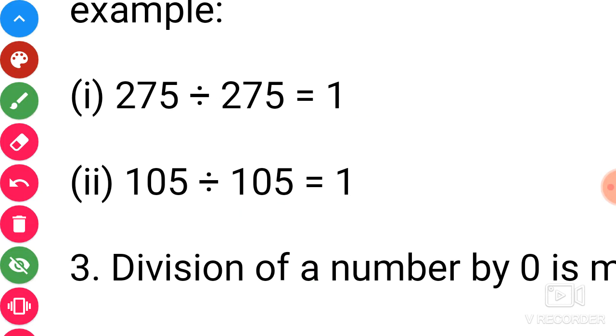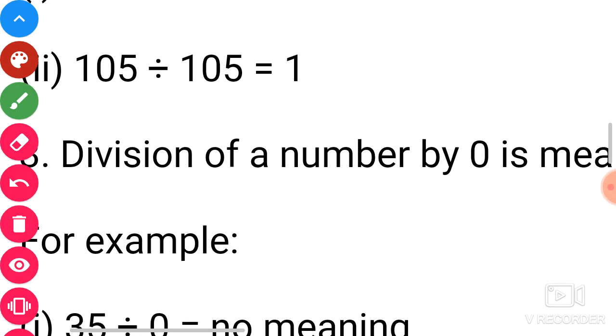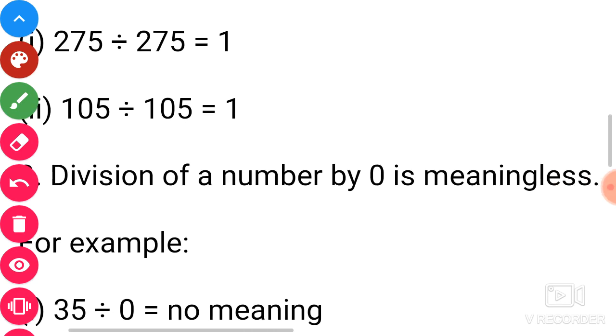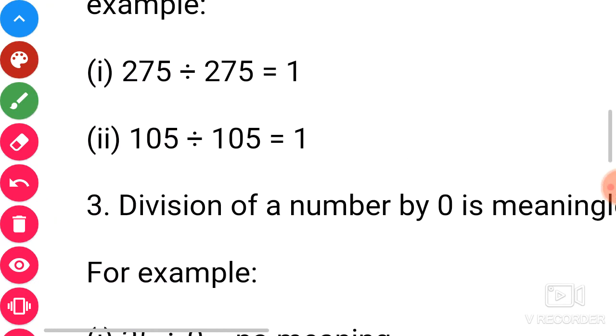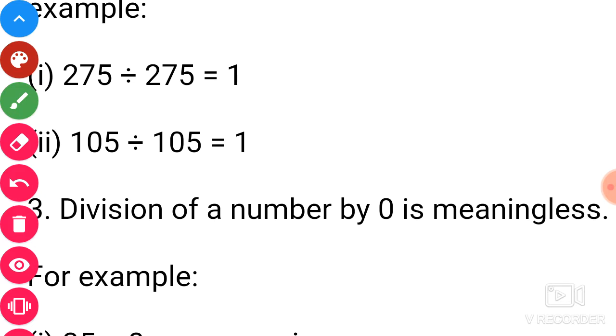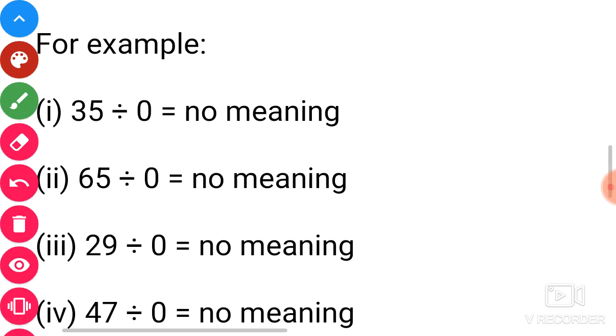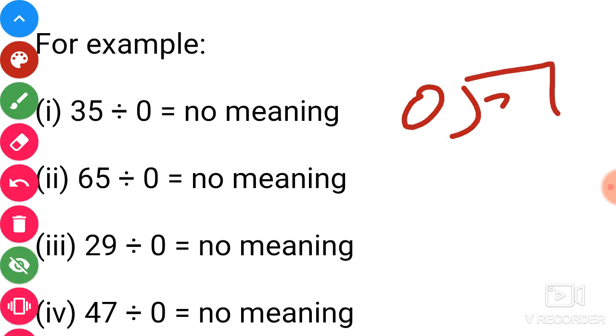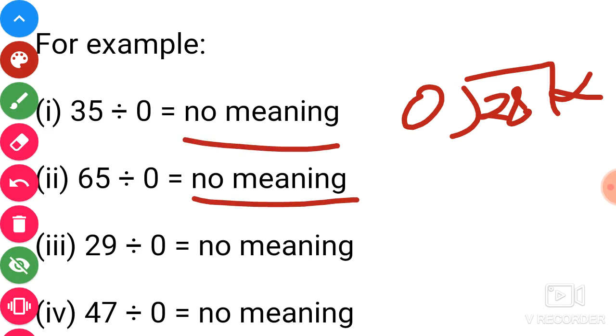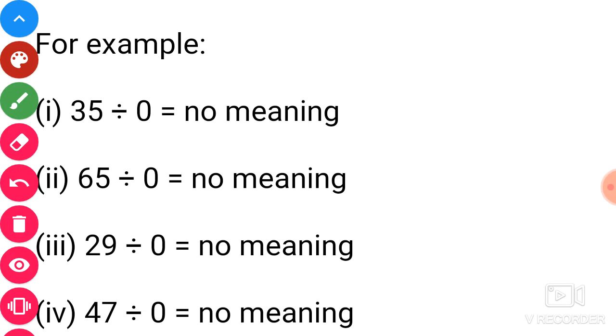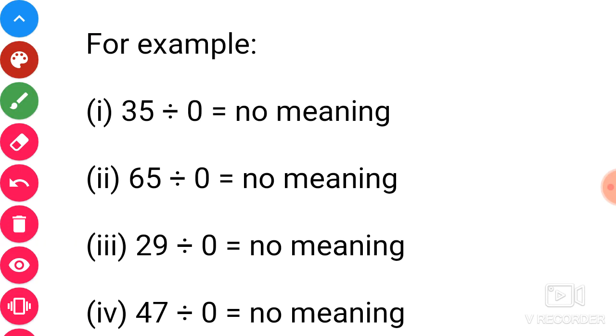Okay. Now 3. Division of a number by 0 is meaningless. That whenever we will divide a given number by 0, we will not get any answer. The answer will be meaningless. We cannot solve a question like this. We will get nothing here. No meaning. But this you will study in your senior classes.